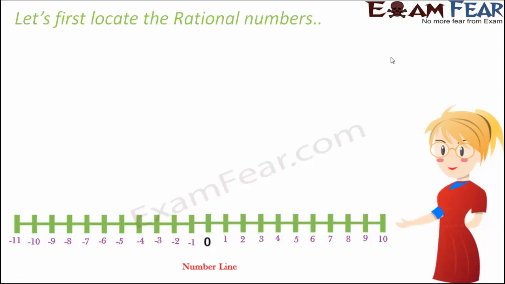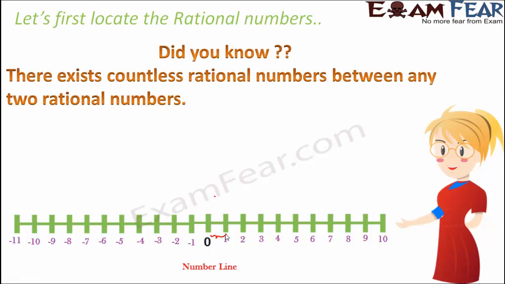Now, when you look at this number line in detail, you would see that between any two integers, there exist countless rational numbers. That's surprising, right? That there exist countless rational numbers between any two rational numbers. So it is not only that between 0 and 1 and 1 and 2 you have infinite rational numbers. Between any two rational numbers, you can have an infinite number of rational numbers. Quite surprising, I agree, but let us try to see if that's really true or not.